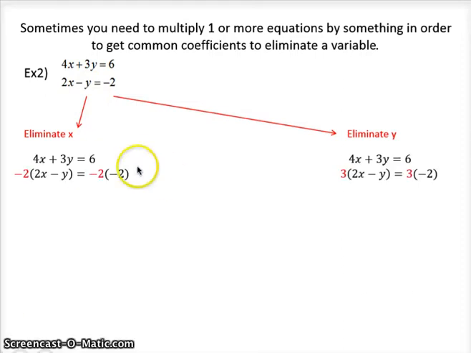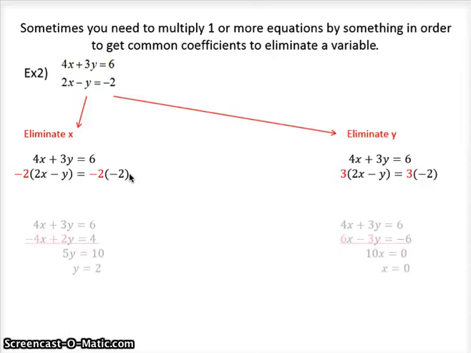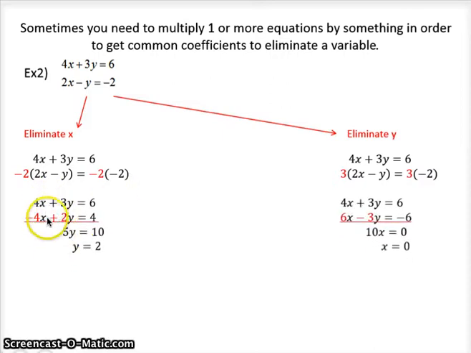So you can see that we can use either method. You're not doing both. You're either eliminating x or you're eliminating y. So in either scenario, you can see that our first equation stays the same. We're just multiplying our second equation, the entire equation, by a constant. So when you do that, now we can add straight down. Our x's will eliminate, and we're left with 5y equals 10, divide by the coefficient of 5, and y is 2.